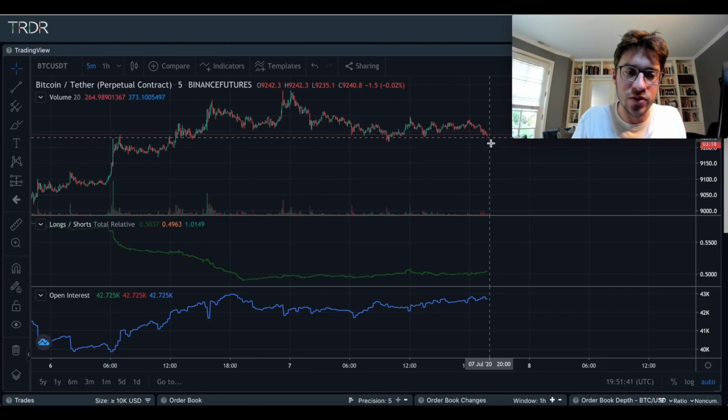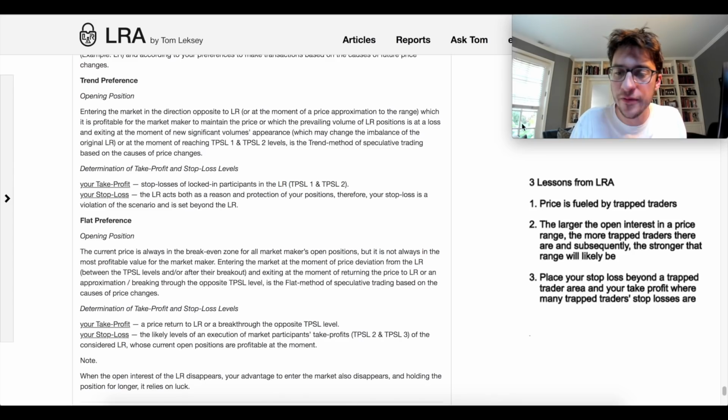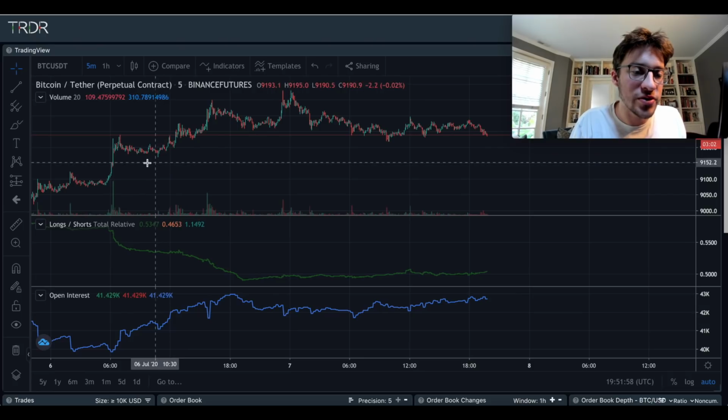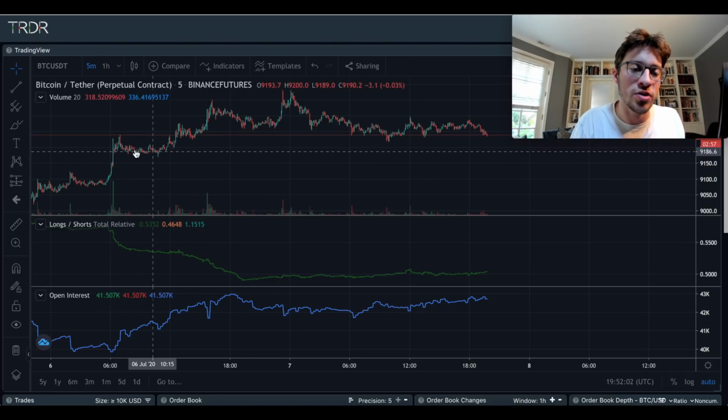Or it's going to allow some of them to get out at break even. And if it does allow some of them to get out at break even, it'll just keep dropping and they'll wish they had stayed in their positions in the first place. But that's beside the point. What I'm showing here from my third point of placing your stop loss right behind that area, we want to place our stop loss just around here because we know just how many traders are trapped here.